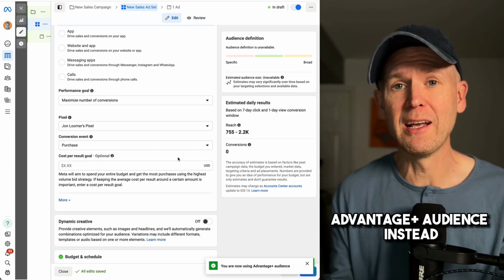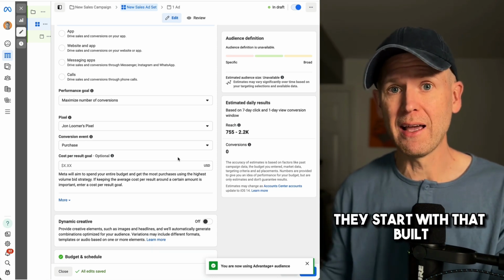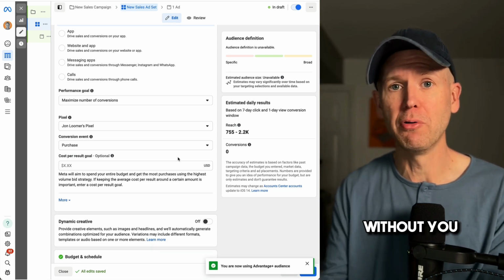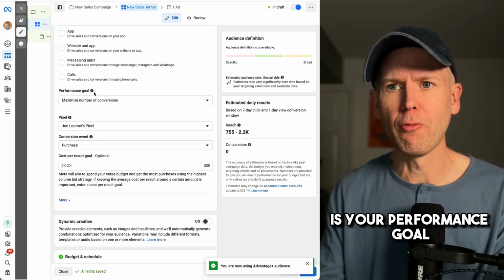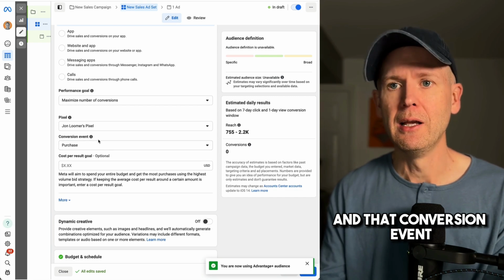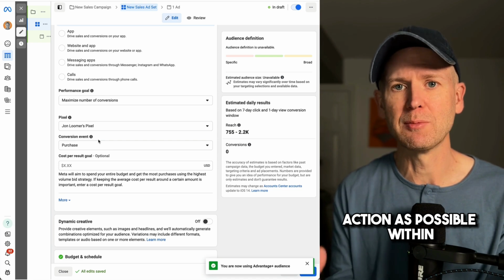So if you were to use Advantage Plus Audience instead, basically what happens is they start with that built-in remarketing audience without you putting in any inputs. But also what's most important is your performance goal and that conversion event, because the algorithm is going to do everything to get you as many of that action as possible within your budget.